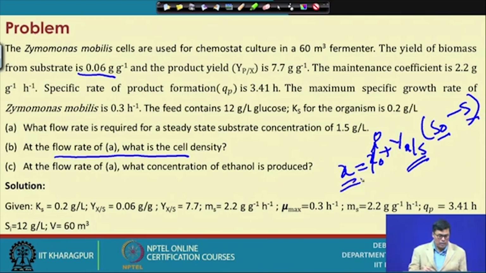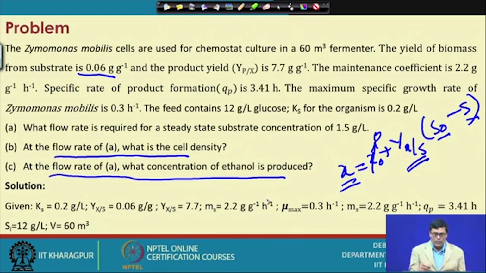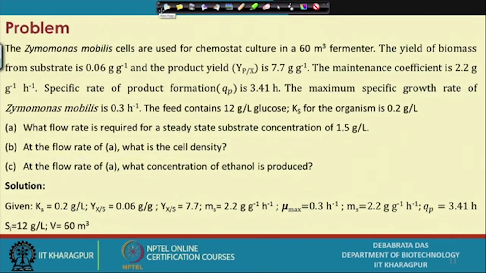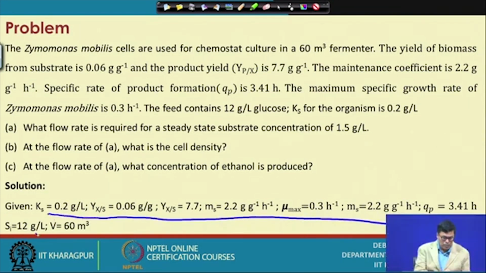So, we can easily find out the cell density. At that flow rate, what will be the concentration of ethanol produced? We have been given the yield of the product, that is, the ethanol yield, 7.7 gram of ethanol per gram of cell mass. So, we can easily find out. And I told you that whenever we try to solve any kind of problem, it is always recommended that you write all the parameters. So, here these are the parameters that have been given, you please write them down.